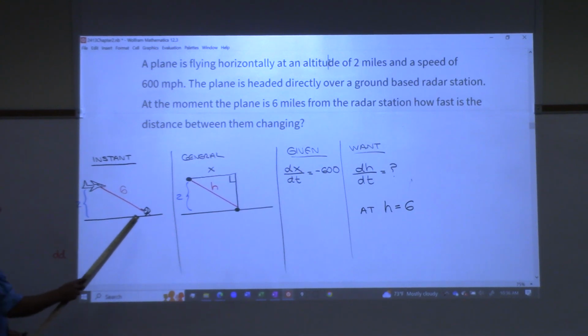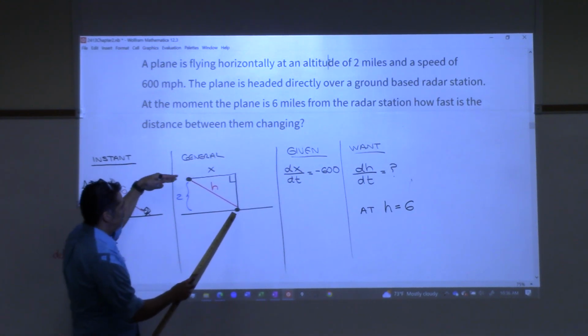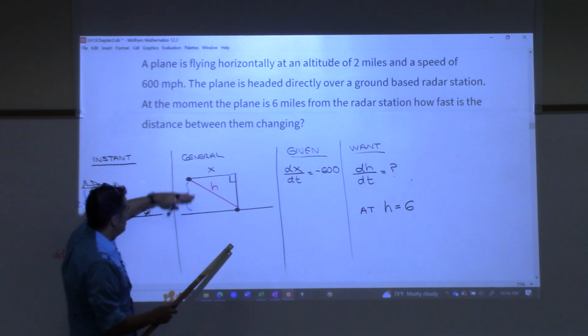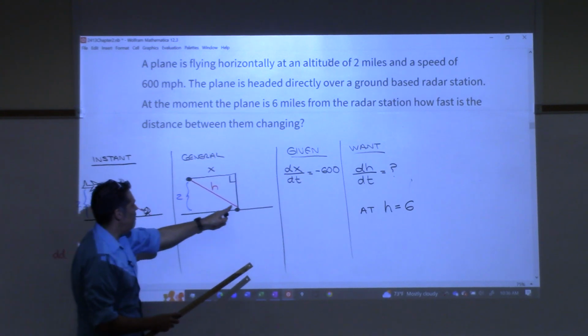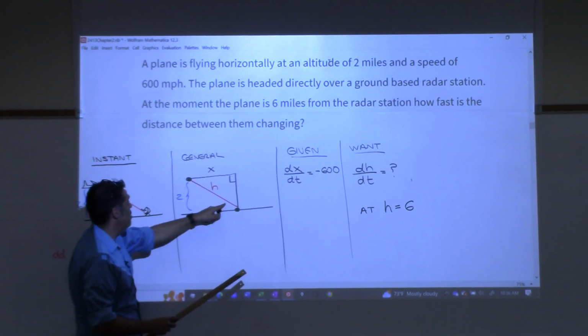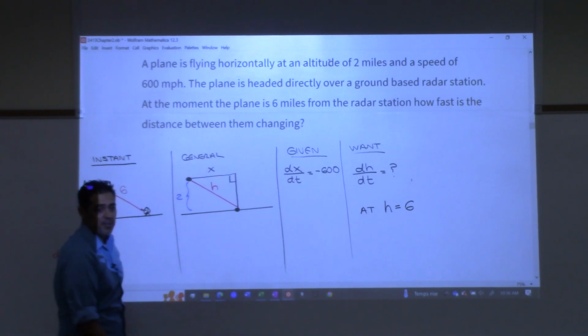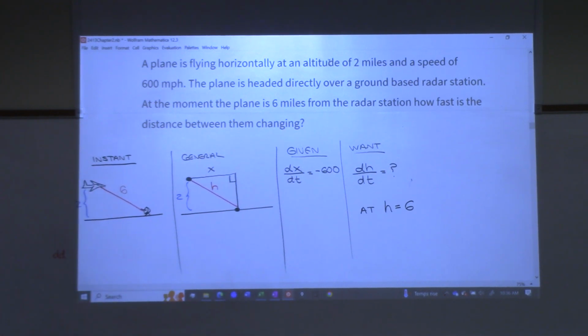We have a radar station. We have a plane flying over, right? 2 miles high, that never changes. We want to know how fast this distance is changing. All we know is that that right there is shrinking at negative 600 miles per hour. Questions?